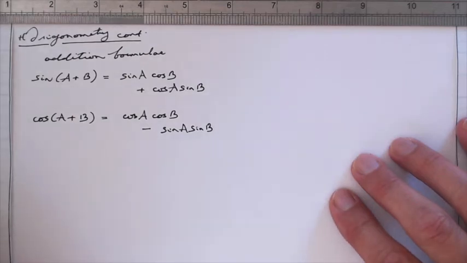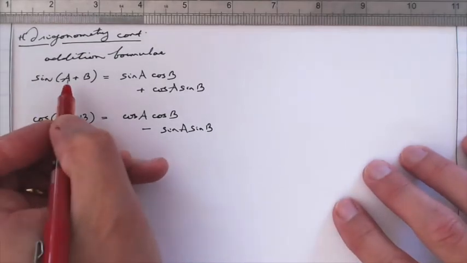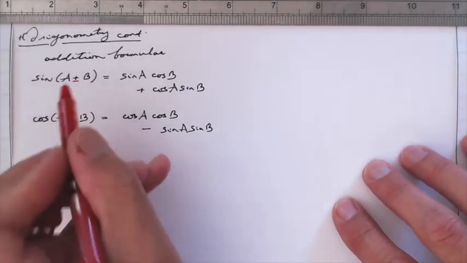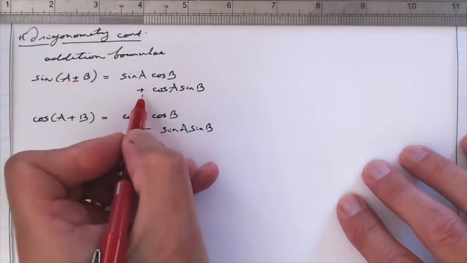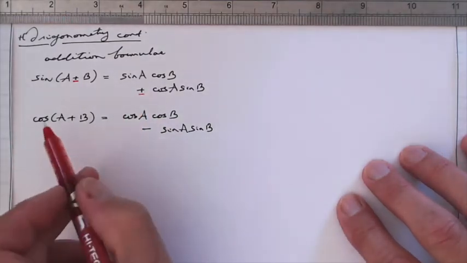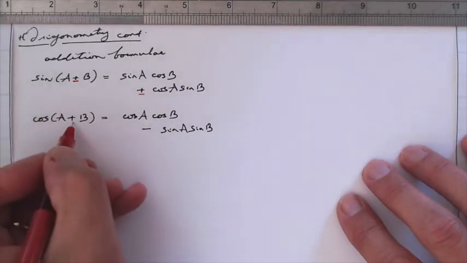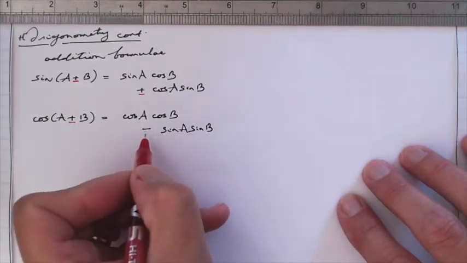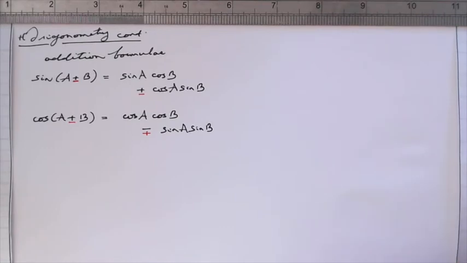Now, there are also formulas for the difference of 2 angles, and I'm not actually going to write them as separate formulas. I'm just going to use my red pen here and say, if we were writing the sine of A minus B, we have the same formula, but this plus sign becomes a minus sign. All right? And likewise, if we had the cosine of A minus B, then we have the same formula, except this minus sign would become a plus sign.